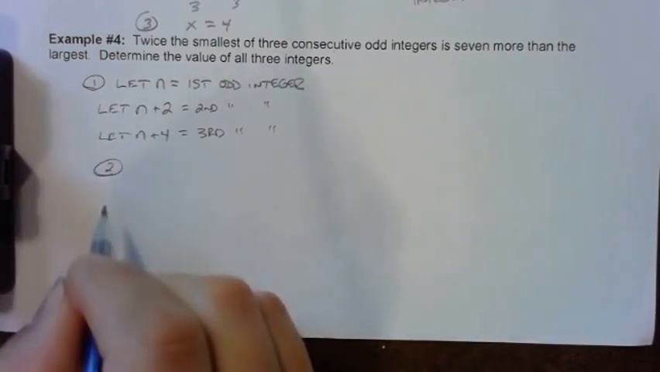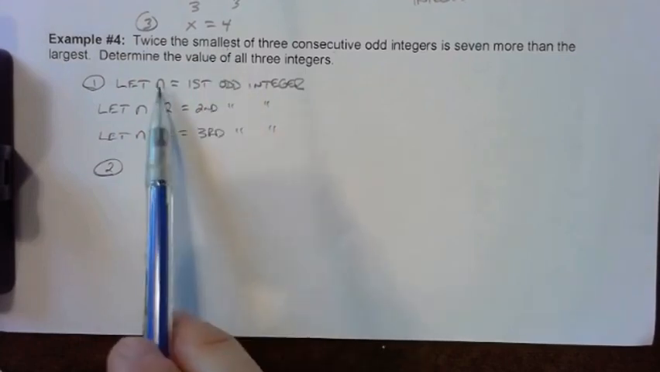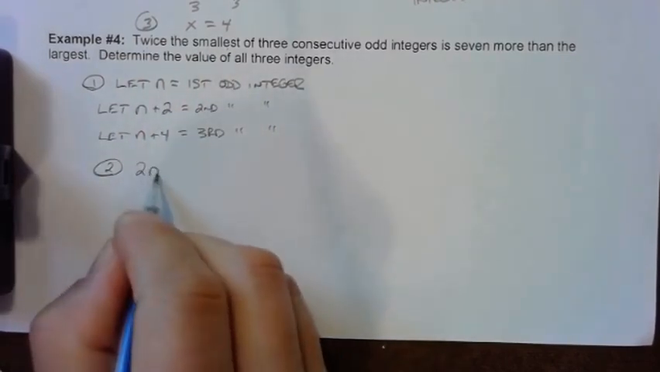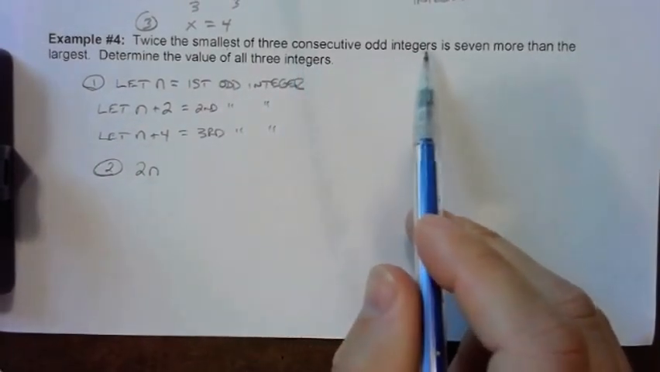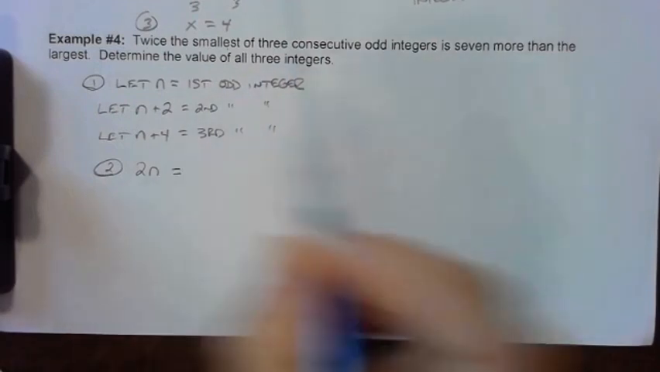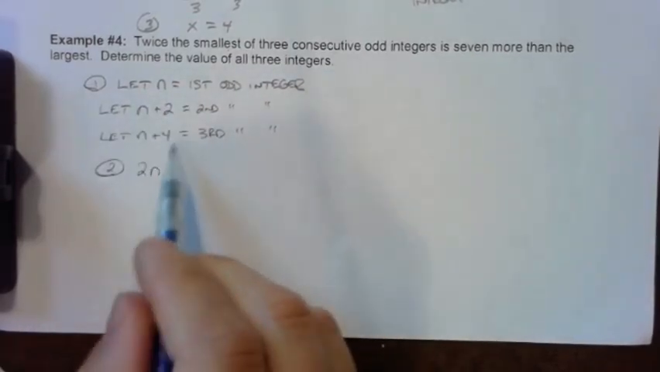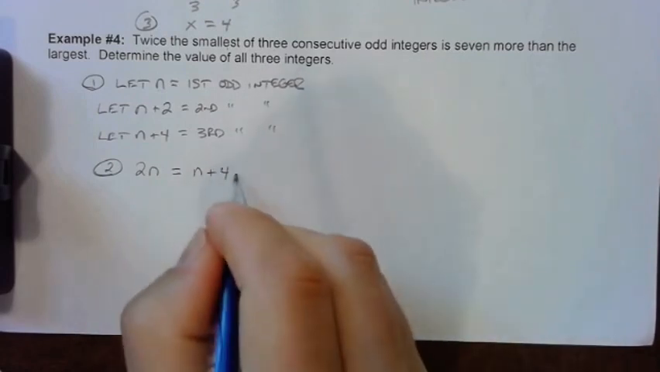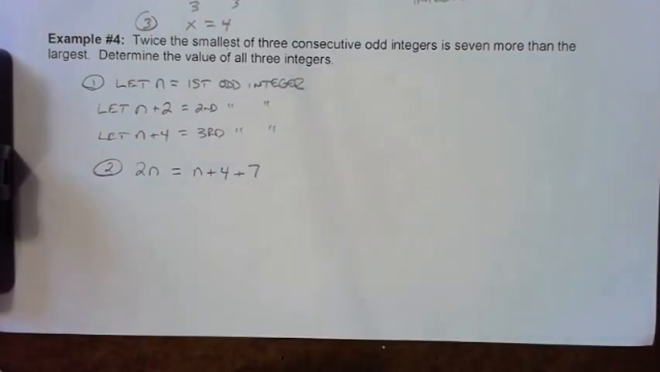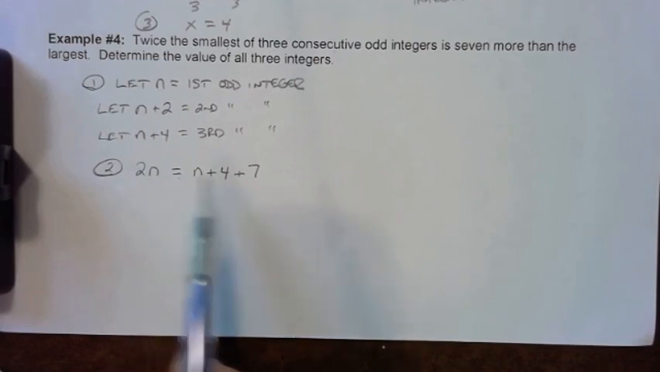Let's now use the wording of the problem to set it up algebraically. Step 2, here we go. Twice the smallest, well, my smallest is n, so I'm going to have 2n. Twice the smallest of three consecutive odd integers is 7 more than the largest. Well, the largest is n plus 4, and 7 more than that means I add 7. Twice the smallest is 7 more than the largest.